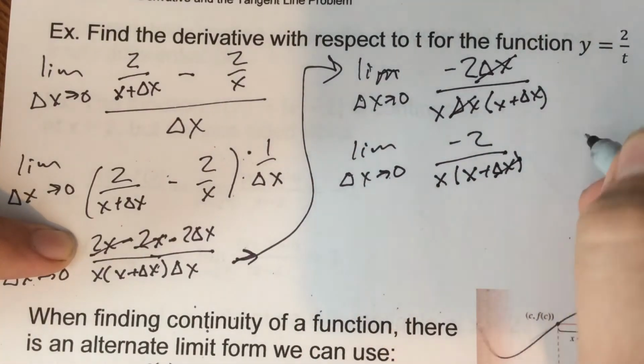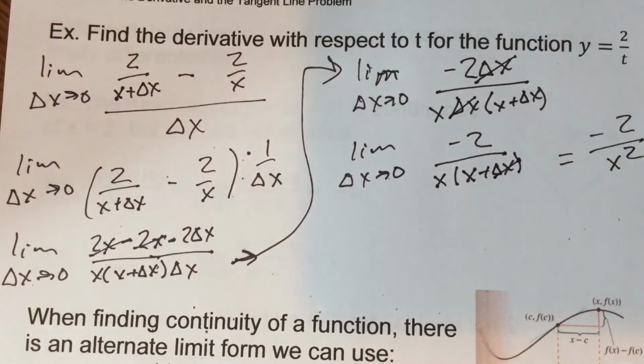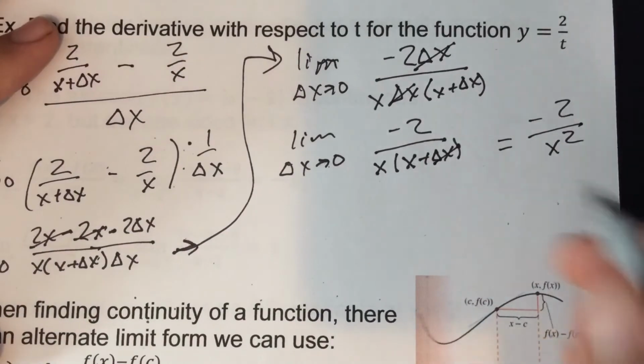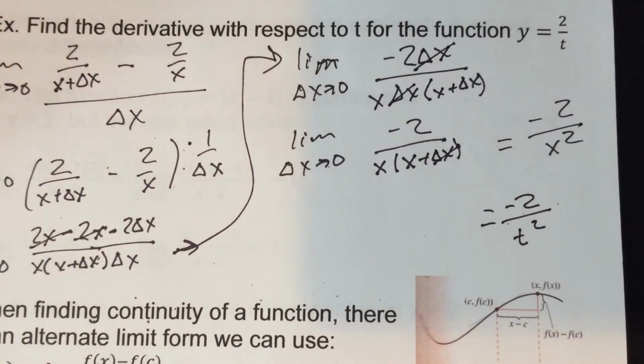So we're just going to have x times x. So we end up with a negative 2 over x squared. So if we want to put our t back in there, we'd really be at negative 2 over t squared. And that's how it's going to go.